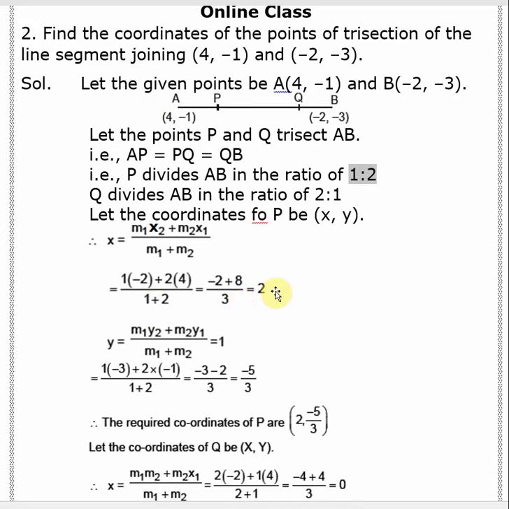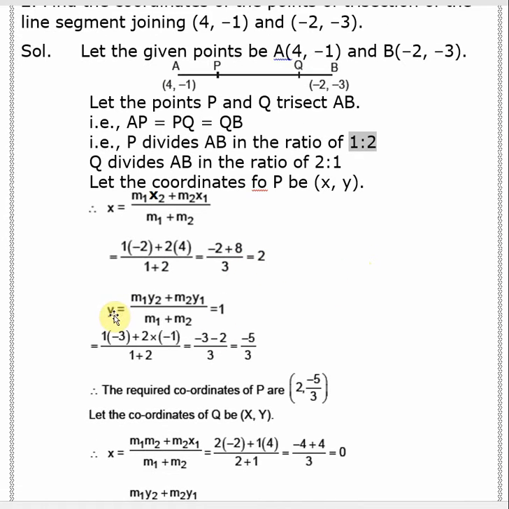If you do this calculation, 2 will come. Similarly, for the y coordinate of P, m1 y2 means m1 is 1, y2 is minus 3 here, plus m2 y1, m2 is 2, y1 is minus 1 here. If you do this calculation, it comes minus 5 by 3. That means the coordinates of P is (2, -5/3).